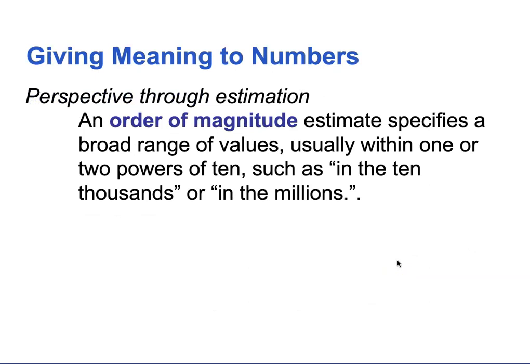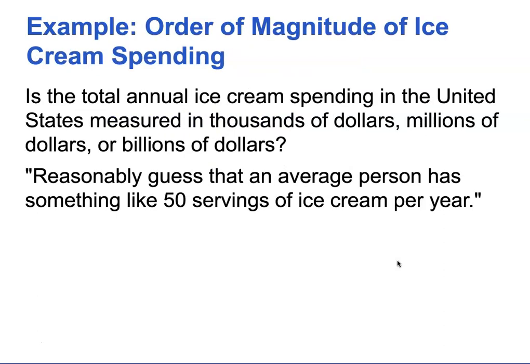Giving meaning to numbers: perspective through estimation. An order of magnitude estimate specifies a broad range of values, usually with 1 or 2 powers of 10, such as in the 10,000s or in the millions. Okay, so order of magnitude of ice cream spending is the total annual ice cream spending in the United States measured in thousands of dollars, millions of dollars, or billions of dollars. So what you want to do is decide which unit makes more sense when you're using it reasonably.